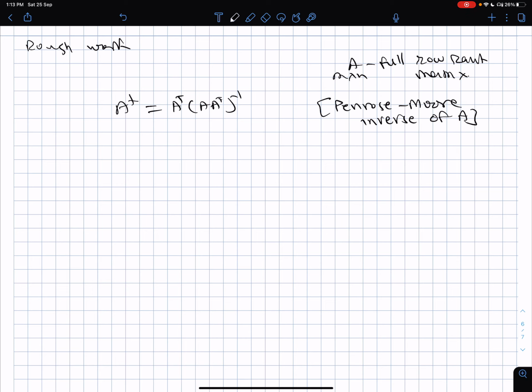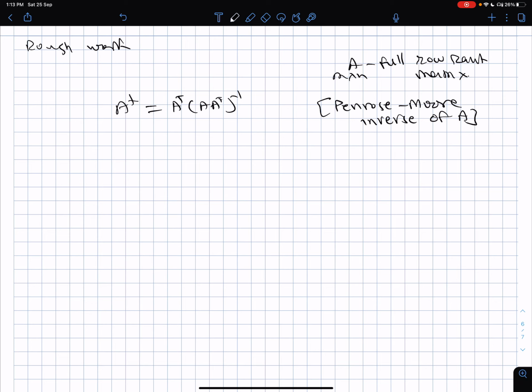Only in the special case, A is an M cross N. If M is equal to N, then full row rank is as good as saying that it is a square full rank matrix, in which case it is anyway invertible. So the square inverse becomes a special case of it. We are generalizing the concept. In this case, we are saying that it is a full row rank matrix. So existence of this matrix is straightforward. We have already checked that this matrix exists.